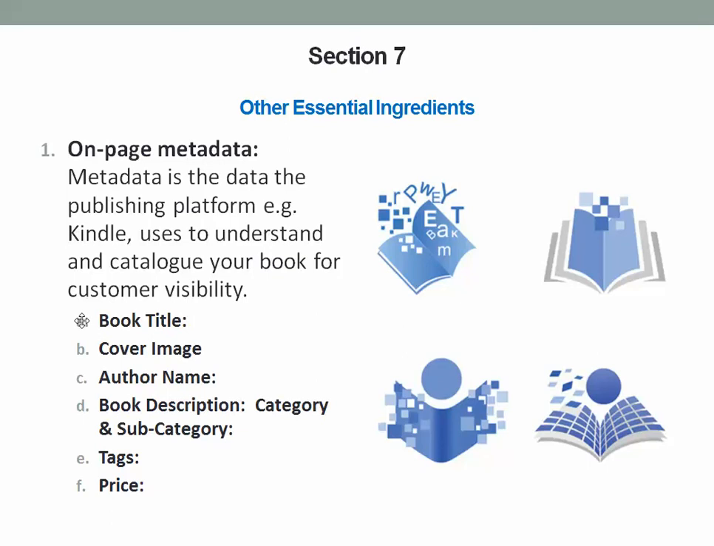And these are in particular the book title, the cover image. We've talked about that, and we'll talk in much more depth about that. Author's name or pen name, book descriptions, category and subcategories, tags, and price. Perfect pricing point to get your sales going.